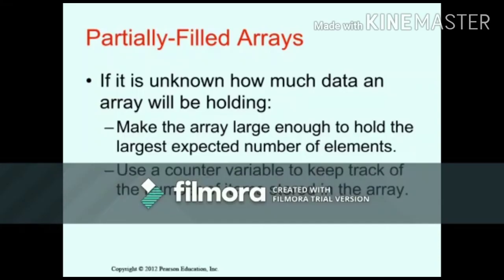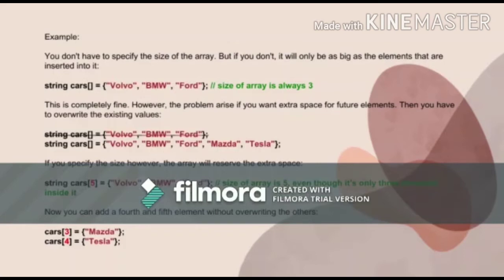Firstly, we have to make the array large enough to hold the largest expected number of elements, and secondly, use a counter variable to keep track of the number of items stored in the array. The example shows how we specify the size of the array to be large enough in order to reserve extra space for future elements.